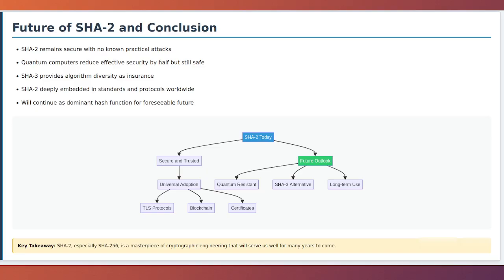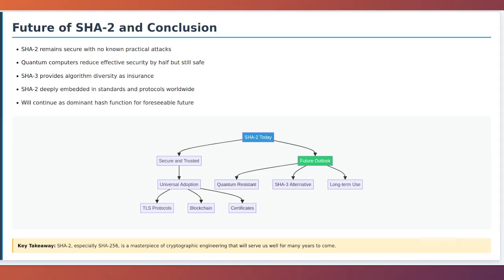SHA-3 provides important diversity. If a breakthrough attack against the Merkle-Damgard construction were discovered, SHA-3's different sponge construction would likely remain secure. For high-security applications, using both SHA-2 and SHA-3 provides defense in depth.